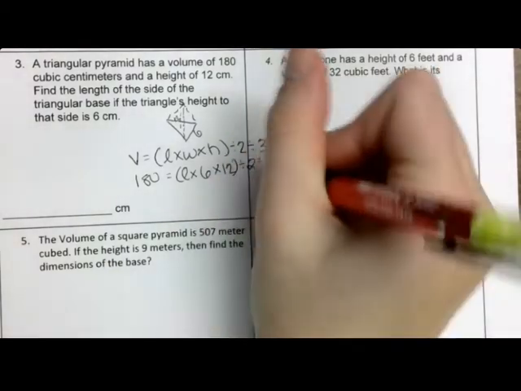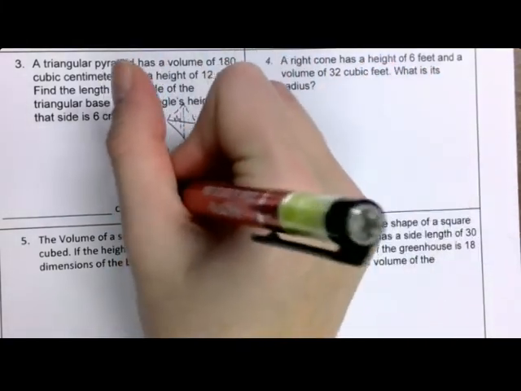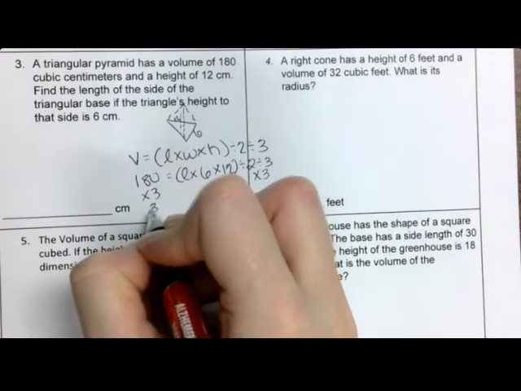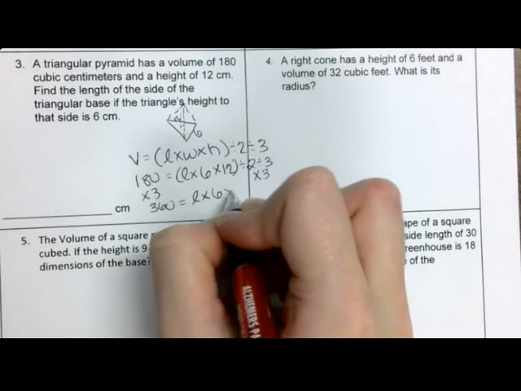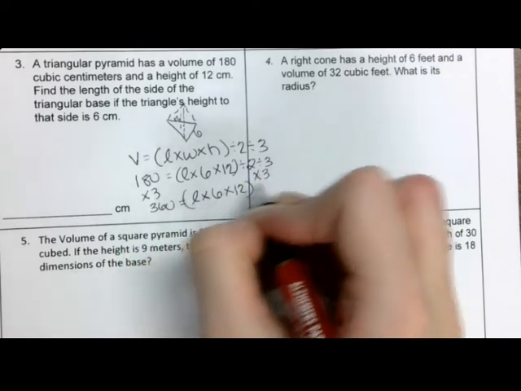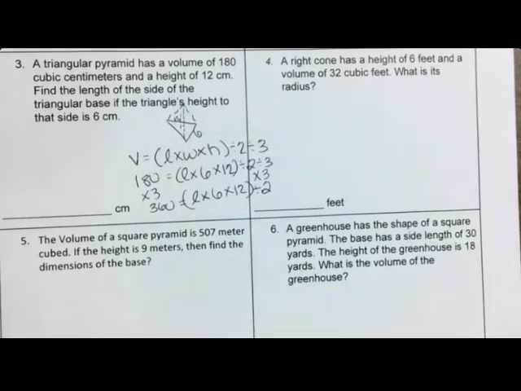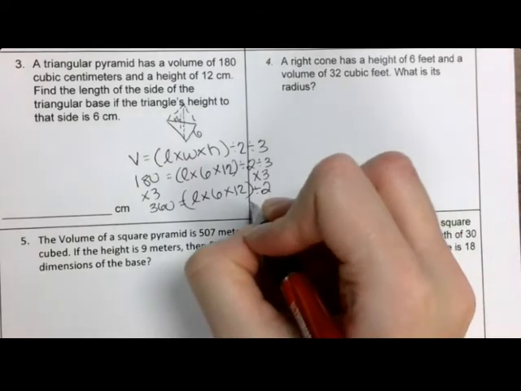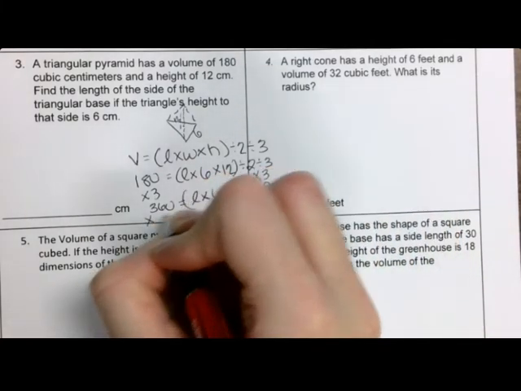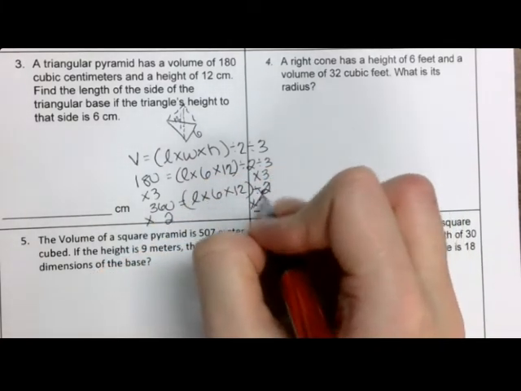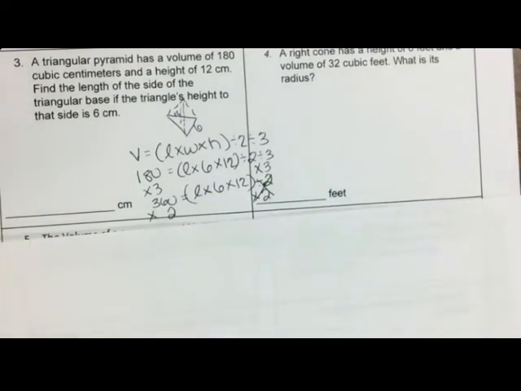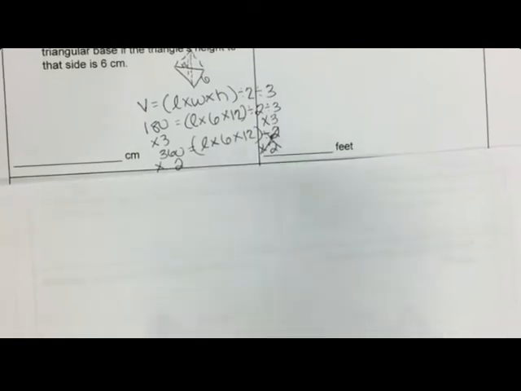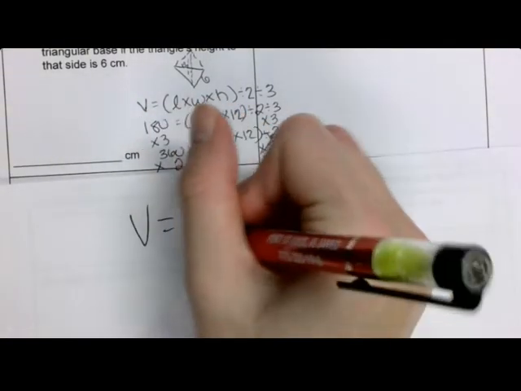So let's do times 3 on both sides. And that gives us 360 equals the length times 6 times 12, all divided by 2. So let's times 2 on both sides. I'm running out of room. Here, let me write this bigger.